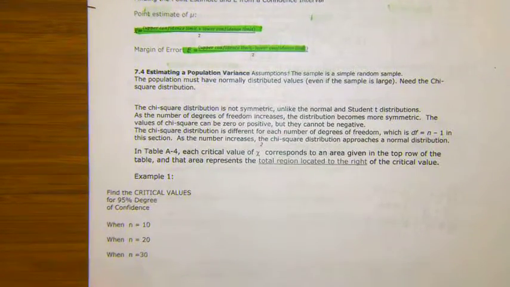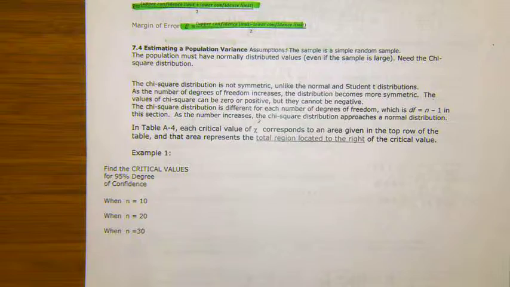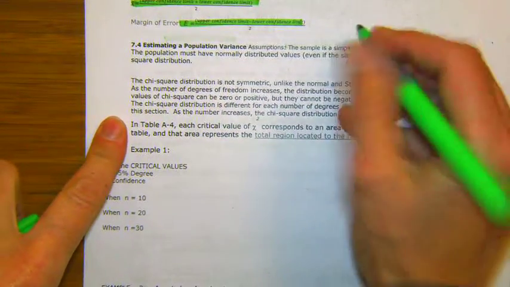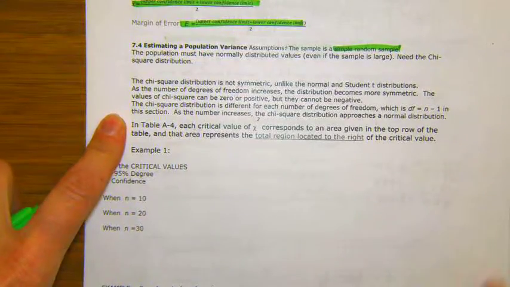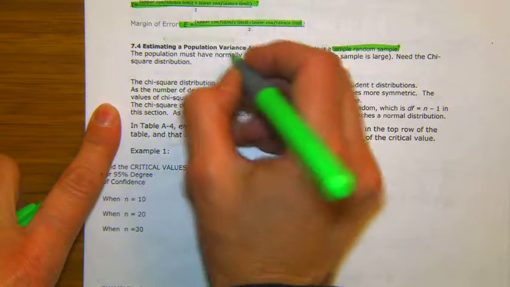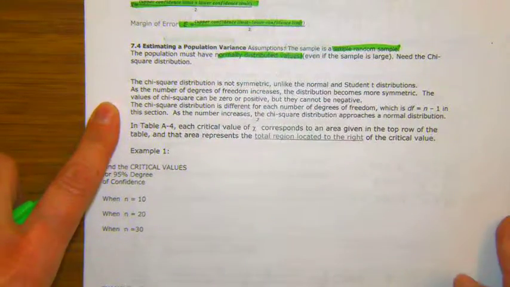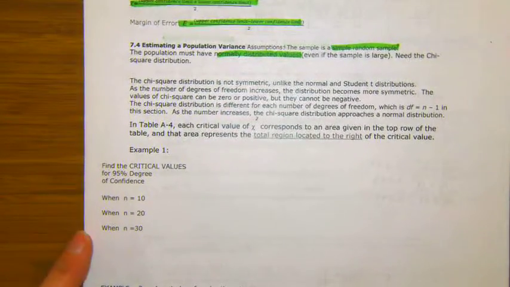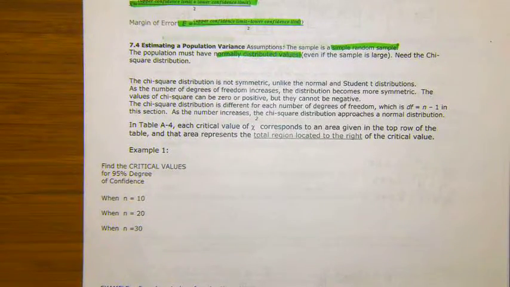Okay, when we estimate a population variance, our assumptions are going to be the sample is a simple random sample. That's the same assumption from before. The population must have normally distributed values. So this is a much stricter requirement. Remember, for the mean, we looked at either a sample size large enough or a normal population. In order to estimate the population variance or the population standard deviation, we must start with a normal population.